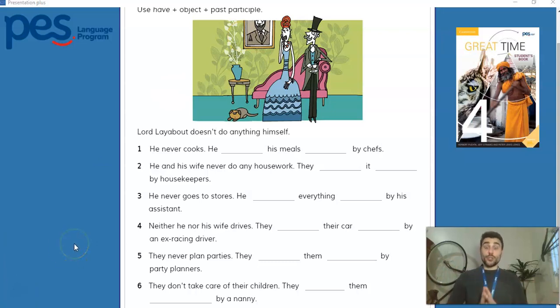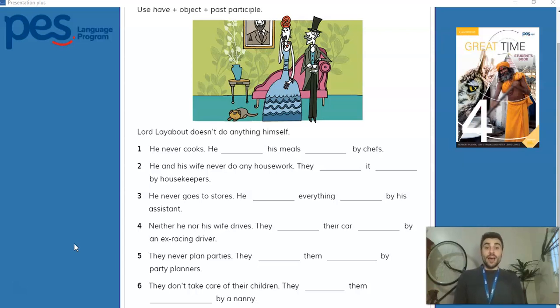Alright, so could you do this exercise? Was it difficult? Some of the sentences are a bit tricky, okay? But now we're going to get them corrected together, alright? And I hope you can understand them a little bit better and also the structure, right? So, number 1 says, he never cooks. He, Lord Layabout, remember. So, he never cooks.